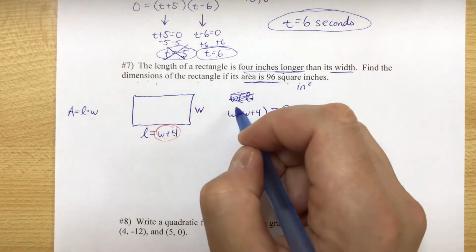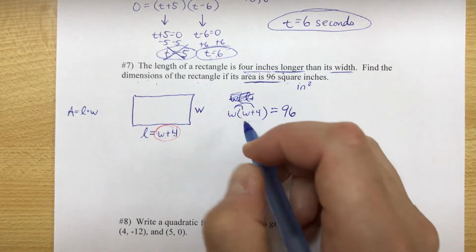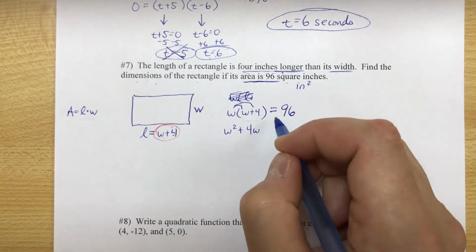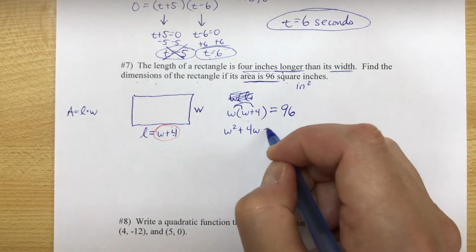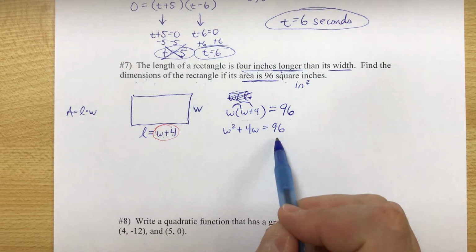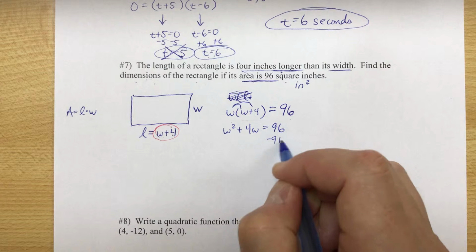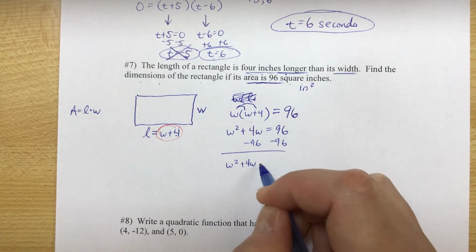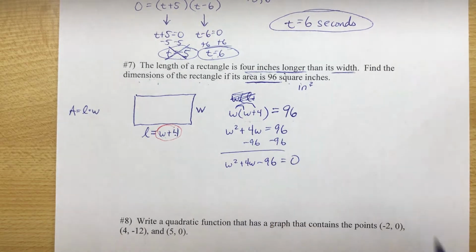Now, in this case we are going to distribute first. W squared plus 4W equals 96. Now when we solve a quadratic equation, we want this equal to 0. So let's move the 96 over. W squared plus 4W minus 96 equals 0.